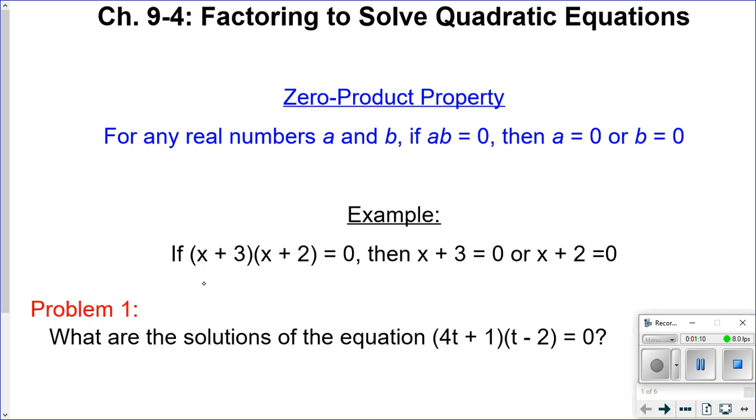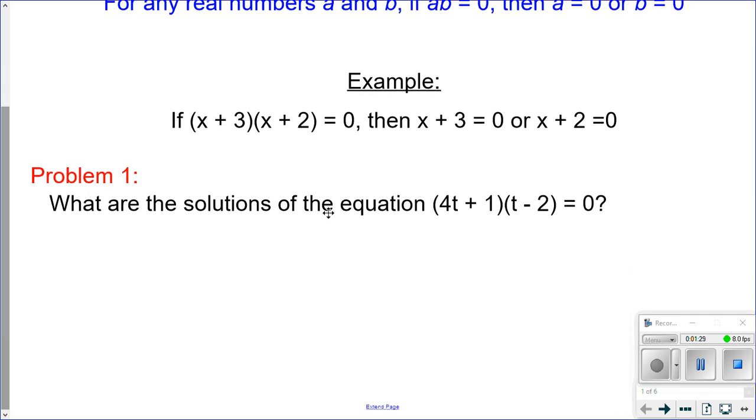So as an example, if you had x plus 3 times x plus 2 equals 0, then that would mean either x plus 3 is equal to 0 or x plus 2 is equal to 0. Okay, so one of those is equal to 0. So here's an example of the type of problem you would see in this topic. What are the solutions of the equation 4t plus 1 times t minus 2 equals 0? Now, obviously, to use this zero product property, we need this to be equal to 0. So this doesn't work if this isn't 0 over here. So we're simply going to set 4t plus 1 equal to 0, or t minus 2 equal to 0, and we're going to solve those to see what are the two values that t could be.